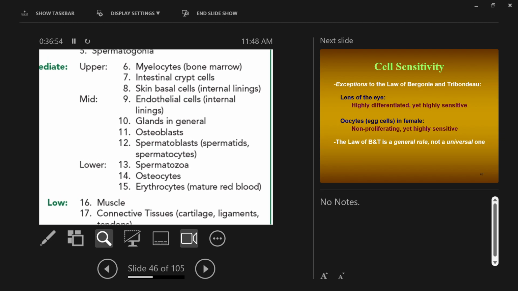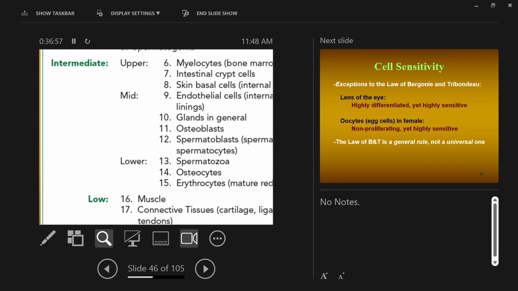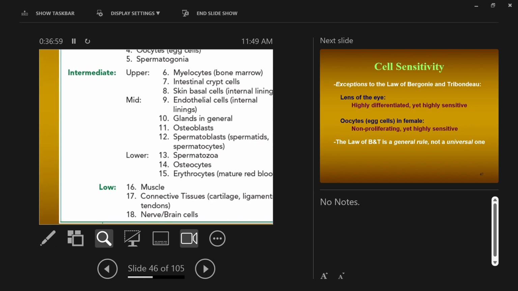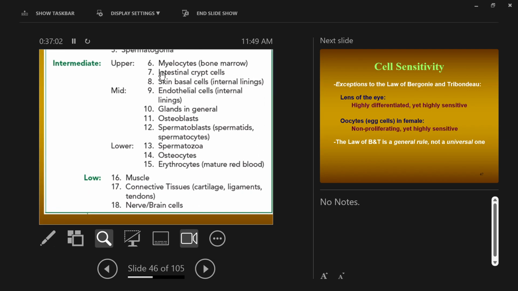In the middle range, the intermediate range, you'll see examples of, at the upper intermediate range, bone marrow. It's medium sensitive, but it's on the sensitive side of medium sensitive, right? It's highly medium sensitive. Down at the bottom, if you look at numbers 14 and 15, osteocytes and erythrocytes, right? They are more sensitive than muscle and connective tissue, but less sensitive than the one above it, spermatozoa, immature, almost ready to go sperm cells.